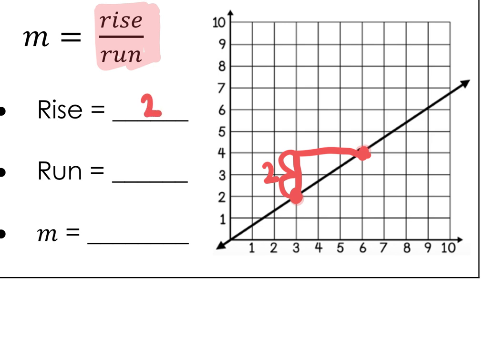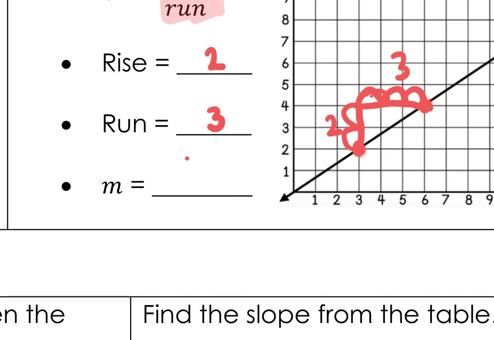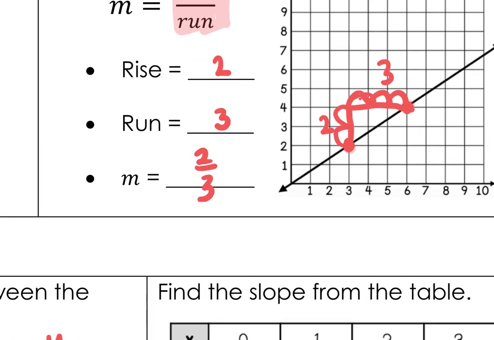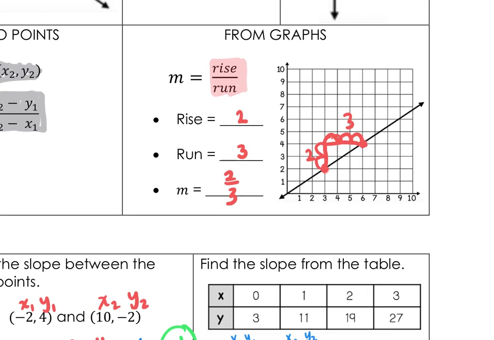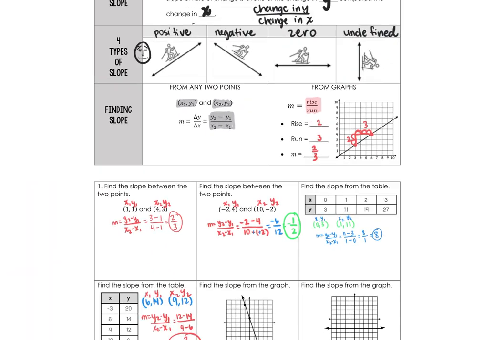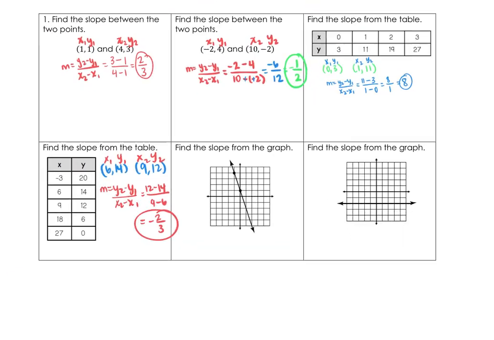And then to count our run, we will start from this corner, and then we'll count to the point that we were given. So 1, 2, 3 units. So the run is 3 units. So that means that M, our slope, is 2 over 3 because our ratio for slope is rise over run. So you're finding 2 points on your graph, you're drawing a little right triangle, and you're counting that rise over run. All right? So now let's go down to number 5.